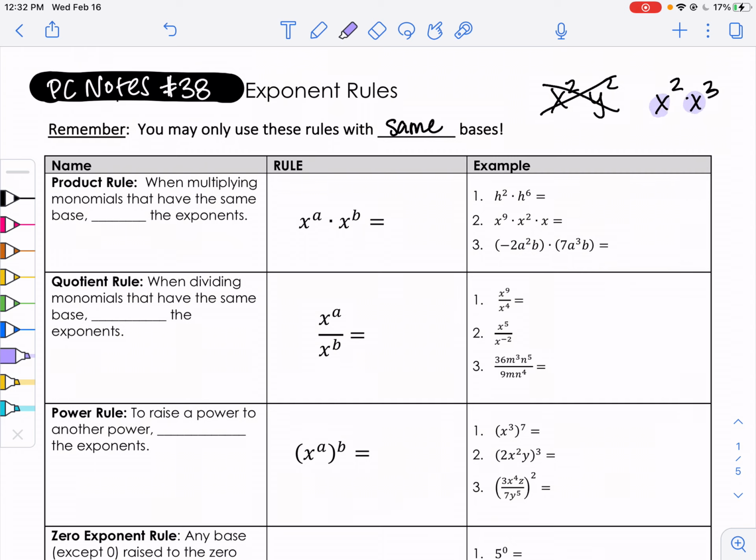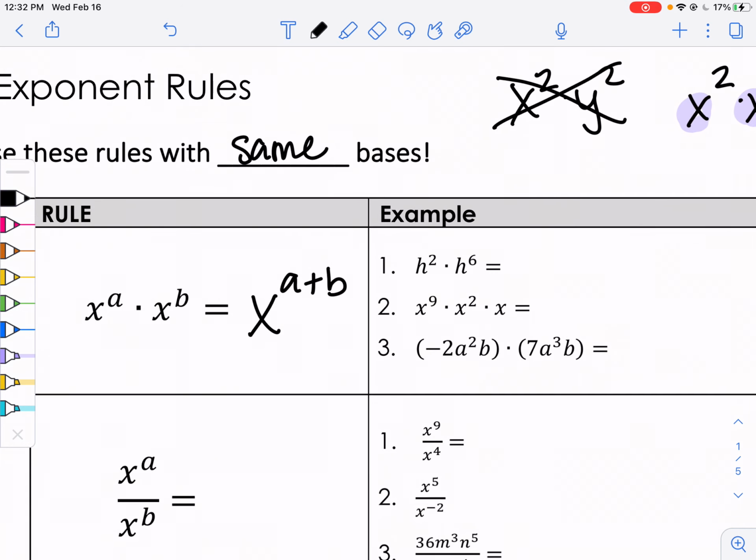The first rule is the product rule. When multiplying monomials that have the same base, we add the exponents. Looking at this rule algebraically, we have x to the a times x to the b, which gives x to the a plus b. For a simple example, h squared times h to the 6th would be h to the 8th power.